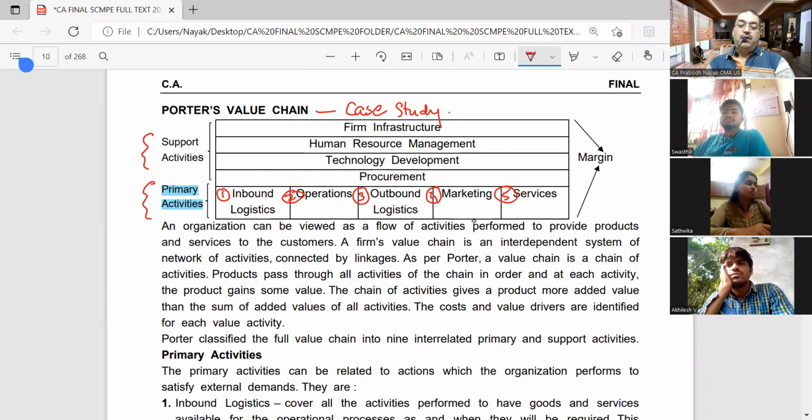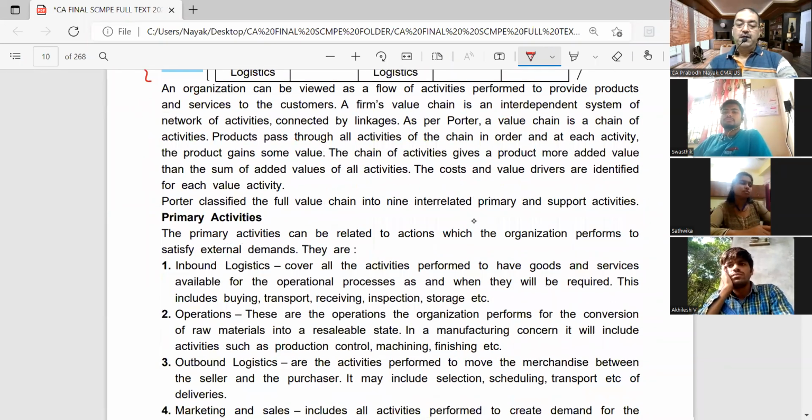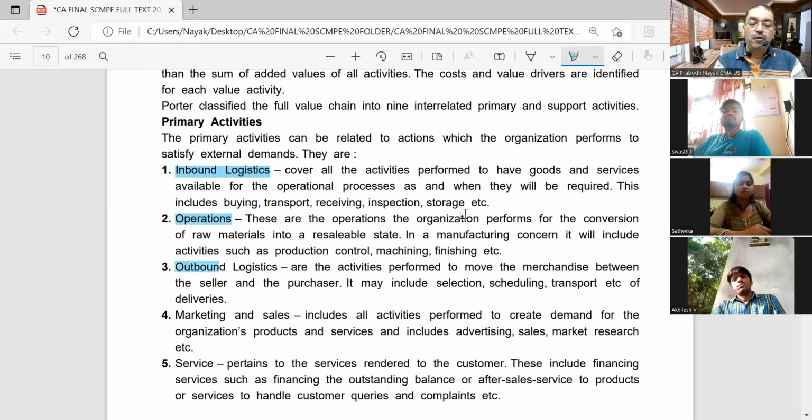Okay. Now let us come to what those primary activities are. As I said, study in the same order. First is inbound logistics. Second is operations. Third is outbound logistics. Fourth is marketing and sales. And fifth is service. How to remember?